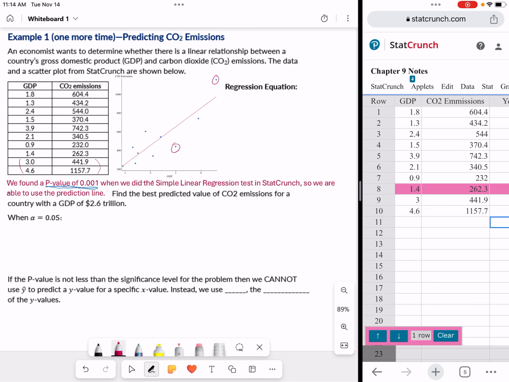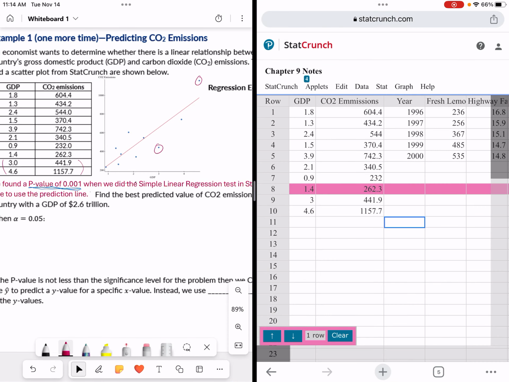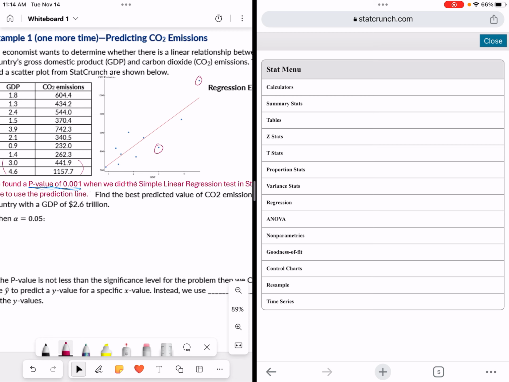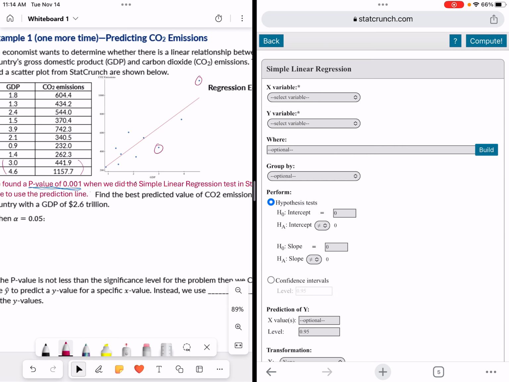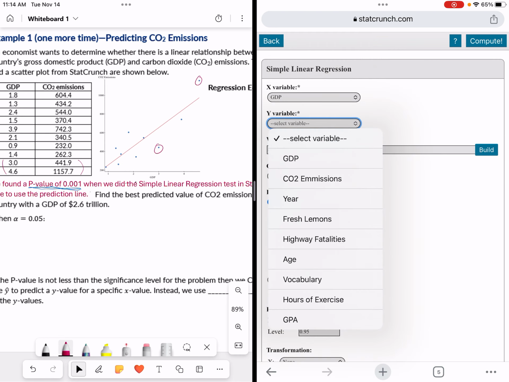All right, so let's switch over to StatCrunch. I'm going to pull this over just a bit. So remember from section 9.1 and from our notes that we did in class, to get the correlation coefficient and the p-value to determine whether or not that relationship is strong enough, we went to stat and then regression. So linear regression, that's what we're wanting to look at. And again, linear, so simple linear regression. The only things we need to do are put in our x variable and our y variable.